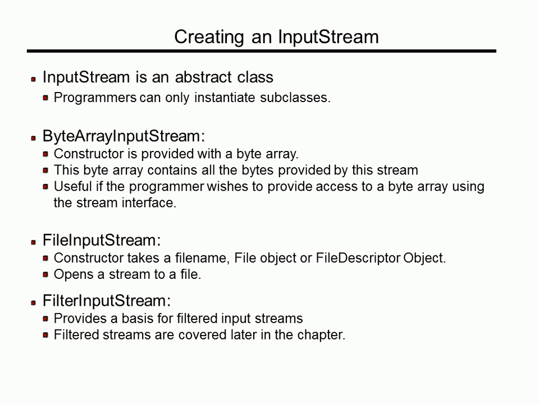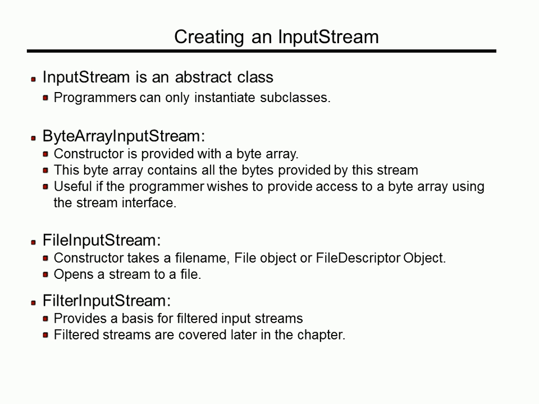This byte array contains all the bytes provided by this stream. It's useful if the programmer wishes to provide access to a byte array using a stream interface. So if you are working on a byte array, this is usually when you are reading images. You read an image into a byte array, then you create it back using the same byte array. So byte array is used most often with images.